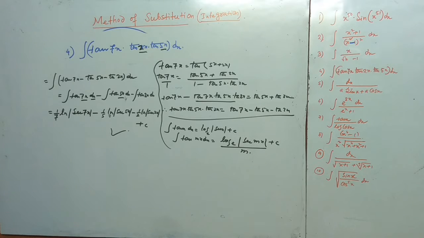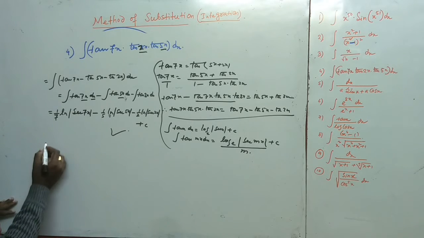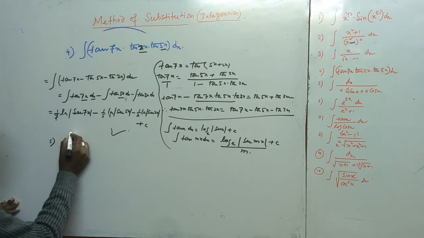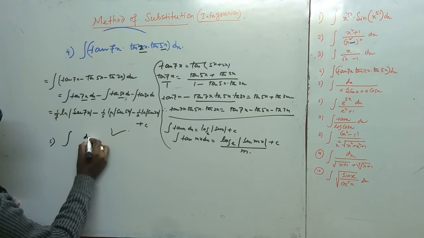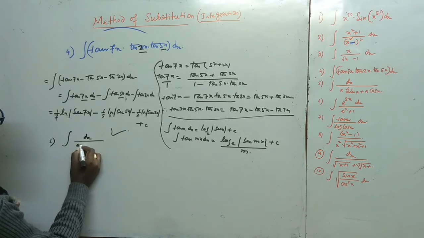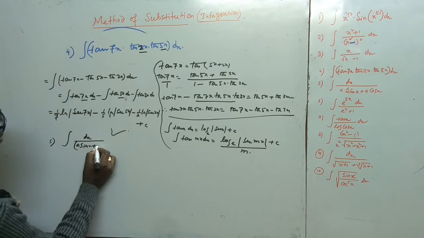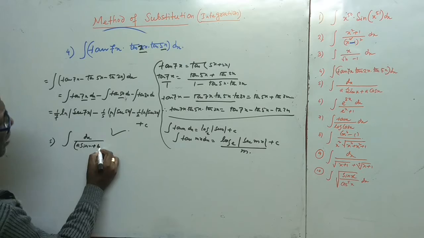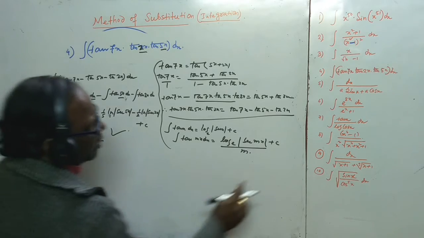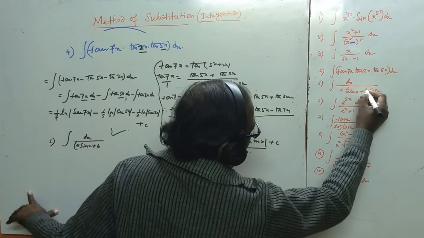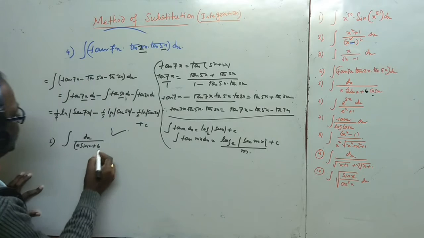Now question number 5. Now see the question number 5. dx by a sin x plus b, sorry here, b cos x.